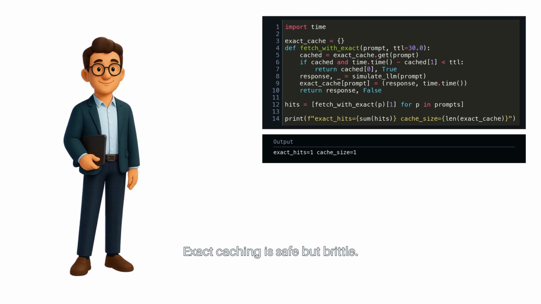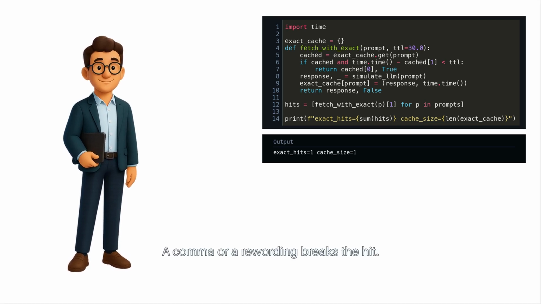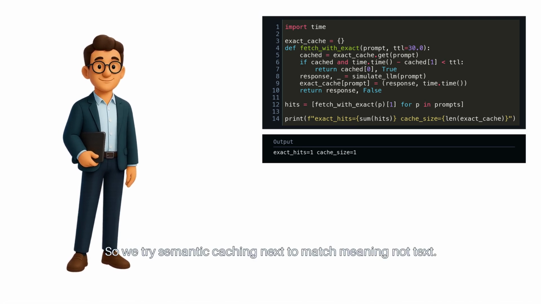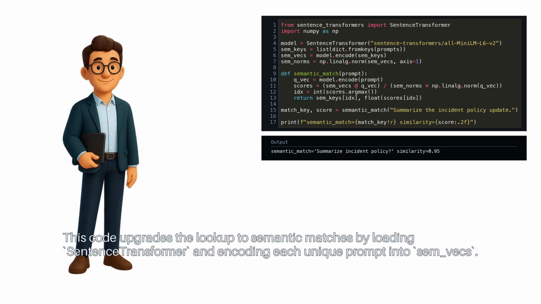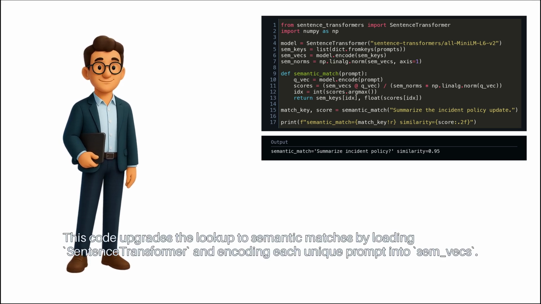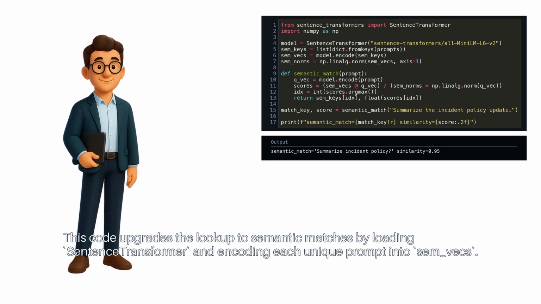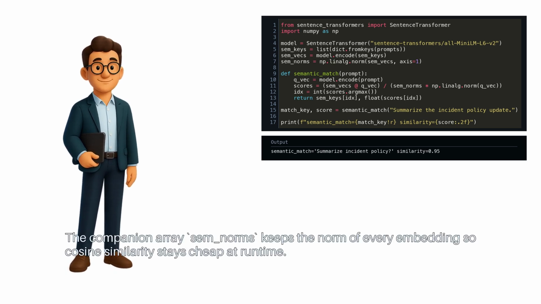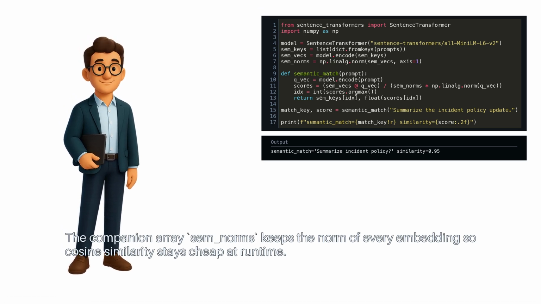Exact caching is safe but brittle. A comma or a rewording breaks the hit. So we try semantic caching next to match meaning, not text. This code upgrades the lookup to semantic matches by loading SentenceTransformer and encoding each unique prompt into sem_vecs. The companion array, sem_norms, keeps the norm of every embedding, so cosine similarity stays cheap at runtime.